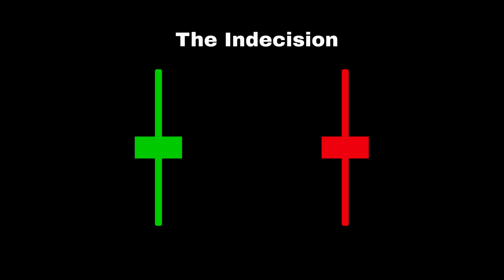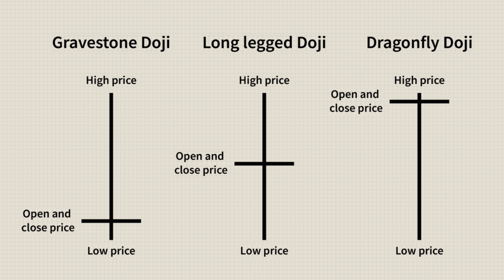Next, we meet the Indecision, the story of hesitation. Here, the candle has a small body with long wicks on both sides. Neither buyers nor sellers could win the fight. The market is pausing, uncertain. The classic form of this candle is the Doji, where the body is just a thin line. A close cousin is the spinning top, where the body is slightly larger, but the meaning is the same. Confusion, a stalemate, and a warning that the trend may be weakening.